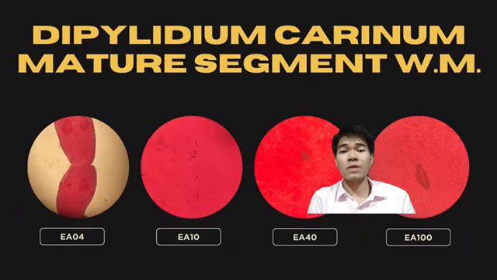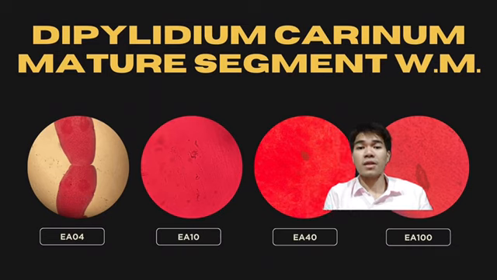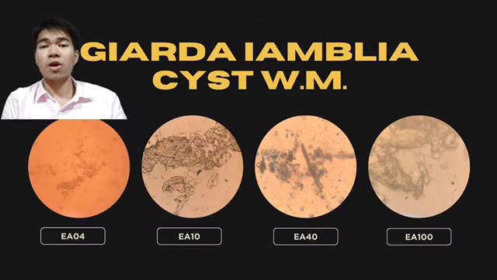Now we have the Dipylidium caninum mature segment. It is a tapeworm that is primarily found in dogs and cats. The shape is segmented, resembling a chain of rice grains. And then the color is usually pale and segmented. Now, we have the Giardia lamblia. It is known to cause diarrhea and gastrointestinal infections in humans and animals. It has an oval or round shape with characteristic nuclei. It is typically colorless or pale.